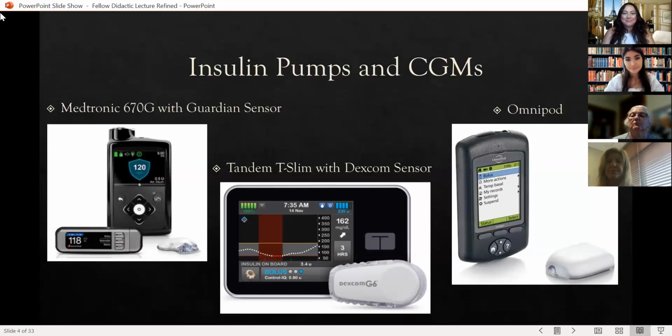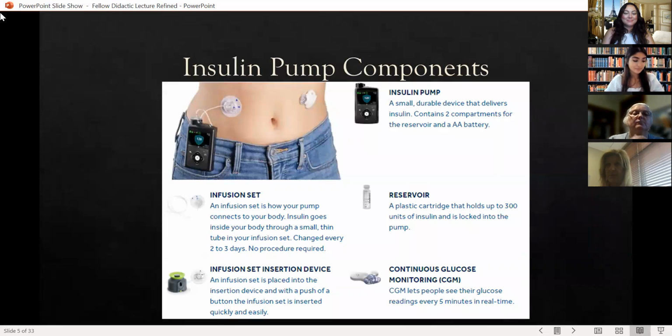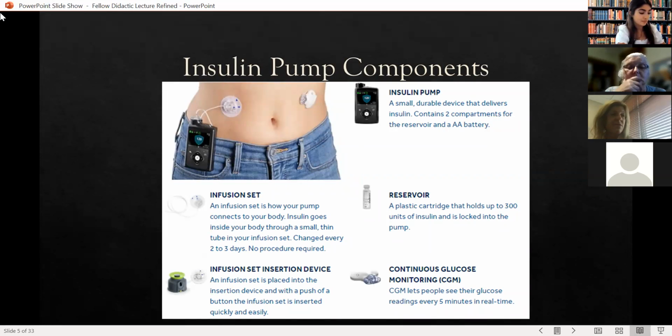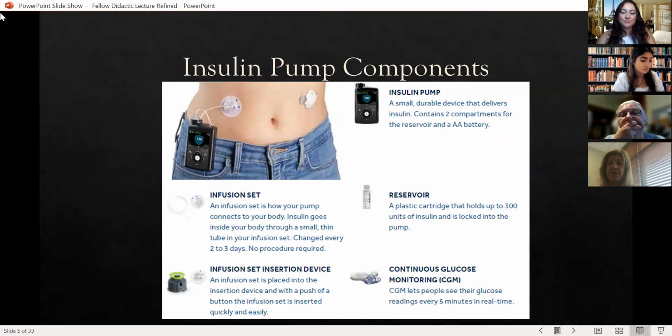Okay, next slide. Components of the pump, I kind of did that. So the black box is the insulin pump. That's the delivery system, and most of them run on AA batteries. Some of them now will plug into the wall and have the ability to also recharge.